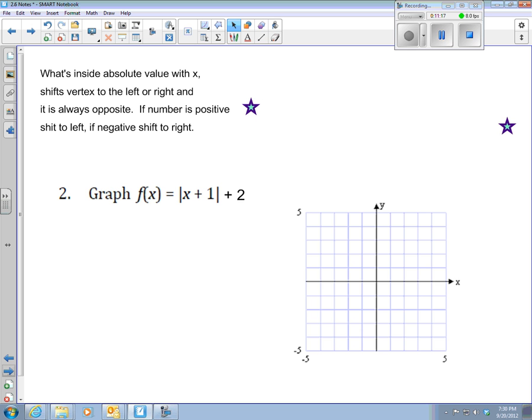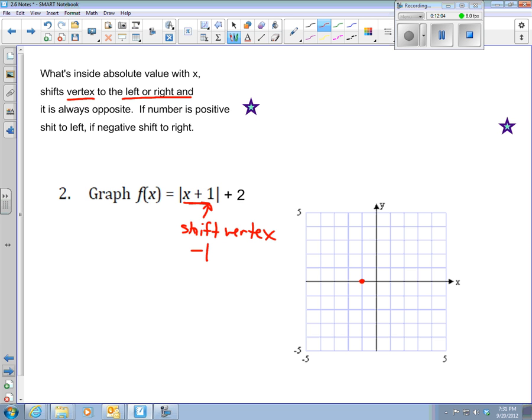Okay, the first thing is this. What is inside the absolute value of x shifts the vertex to the left or to the right? We got 1 in here with this x in the absolute value. That's going to tell us if it shifts to the left or to the right. And you'd think being it's positive 1 that we're going to shift our vertex to the right, but we're not. We're going to shift it the opposite. This plus 1 here means shift the vertex negative 1, basically. You're going to move it to the left. So instead of our vertex being here in the middle, we're going to shift it over to here now. We're going to shift it 1 unit to the left.